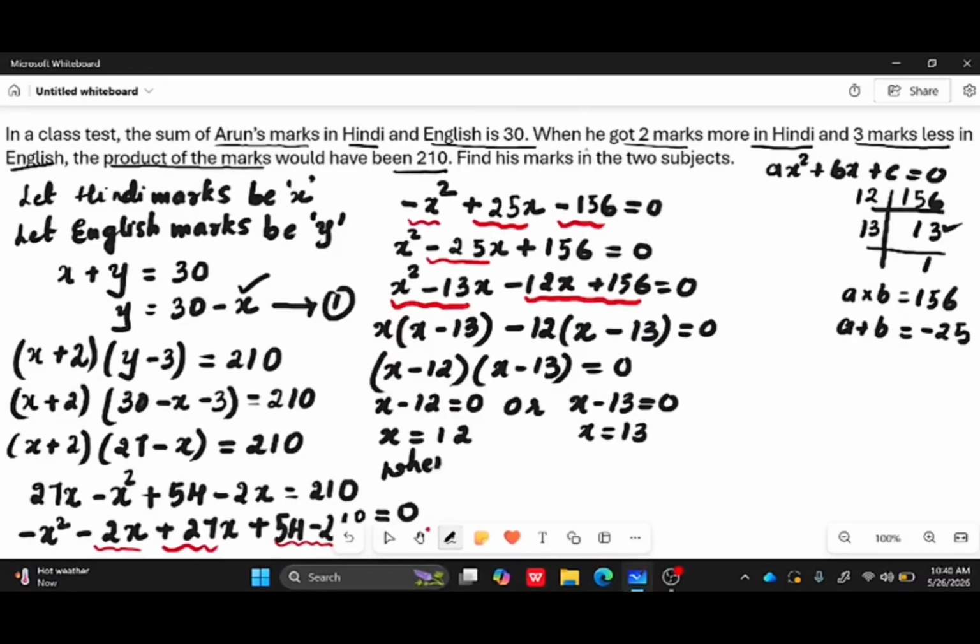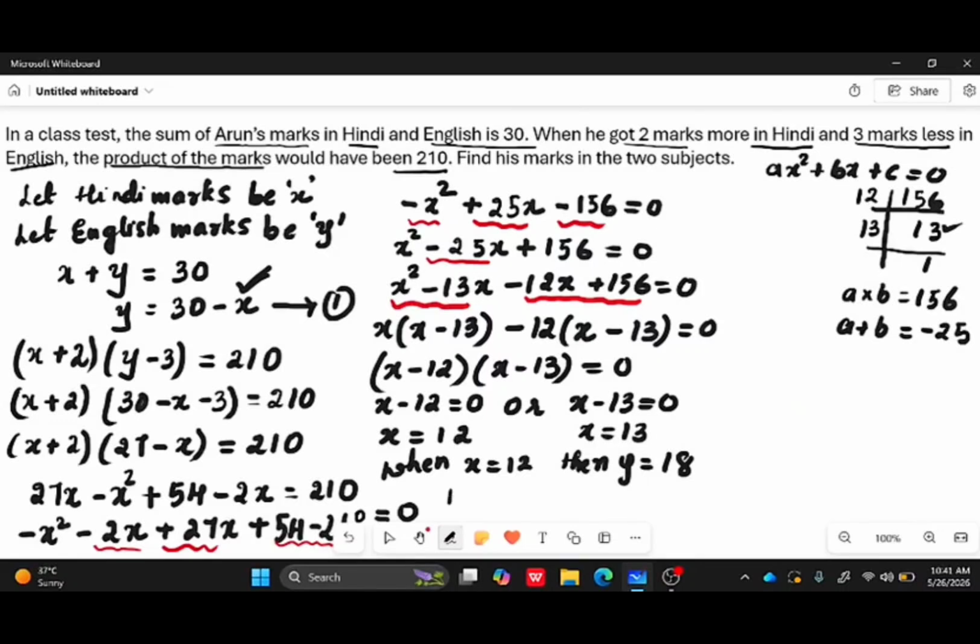When x is equals to 12, anyone can tell me what will be the marks Arun has scored in English? Then y is equals to 30 minus x. When you subtract 30 minus 12, you will get 18. So this is the first case. If Arun is getting 12 in Hindi, then he will get 18 marks in English.